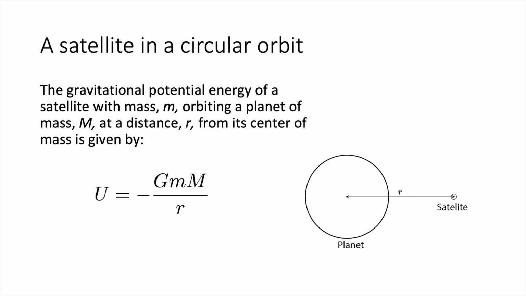So let's start by considering a satellite in a circular orbit. Now, from the last section, we know that the gravitational potential energy of a satellite with a mass given by little m orbiting a planet with a mass capital M at a distance r from its center of mass, which is shown in this diagram here, is given by U is equal to minus G M m on r.